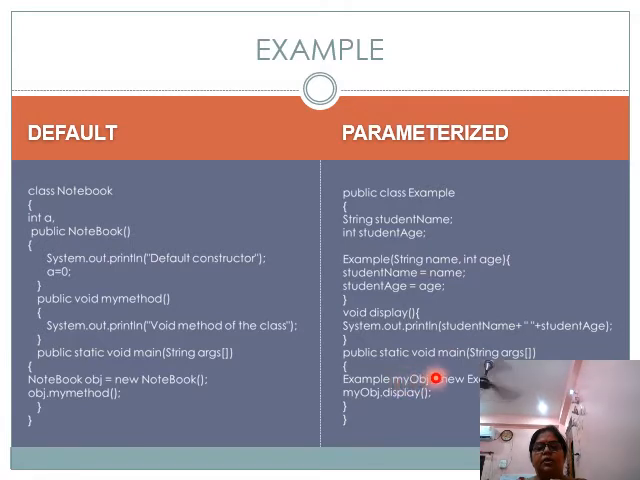There we have created an object, and here we have called a function. Here we have given the values in the parameter list. This is your parameterized constructor, and this is your default constructor. In the default constructor we have no parameter list, in the parameterized constructor we have a parameter list.